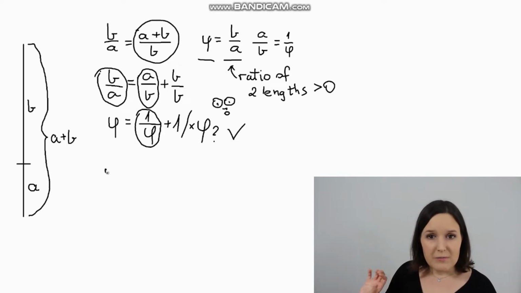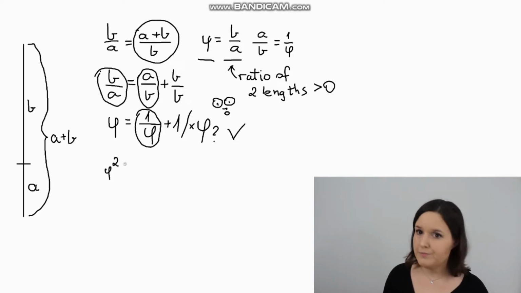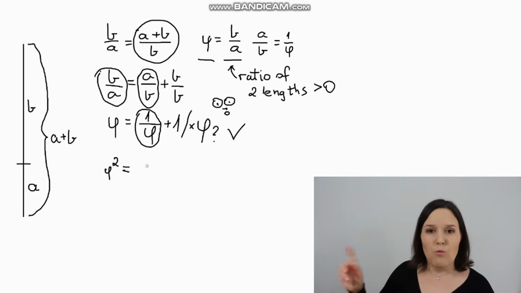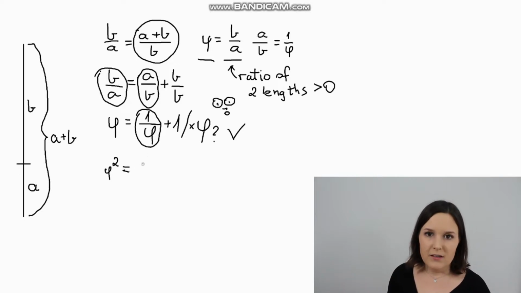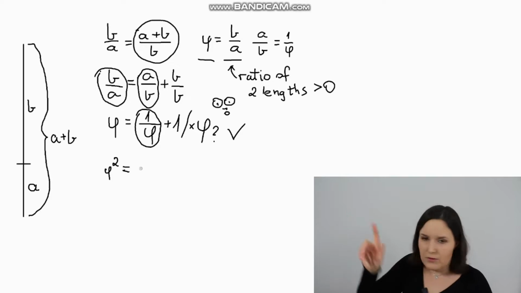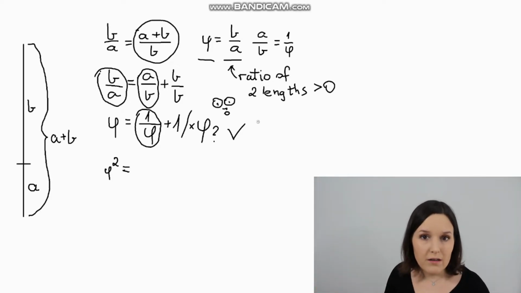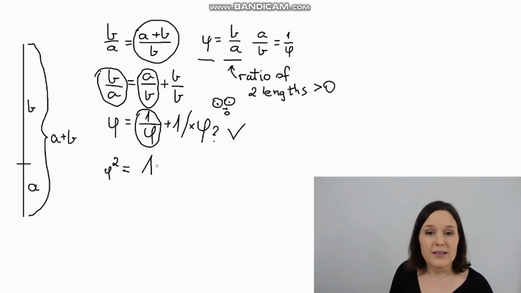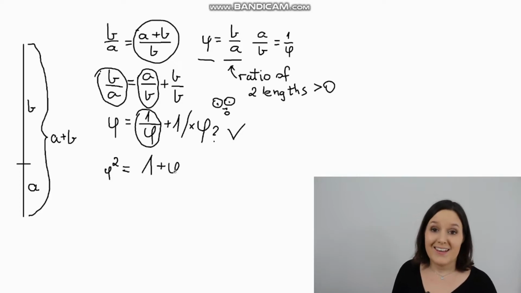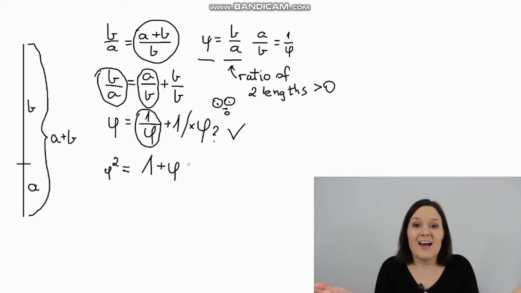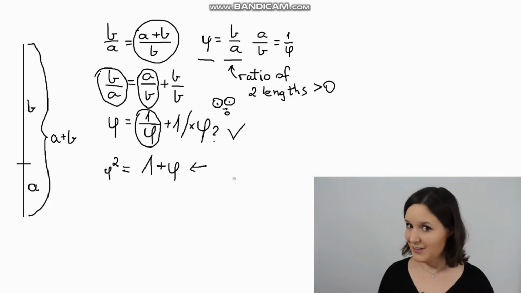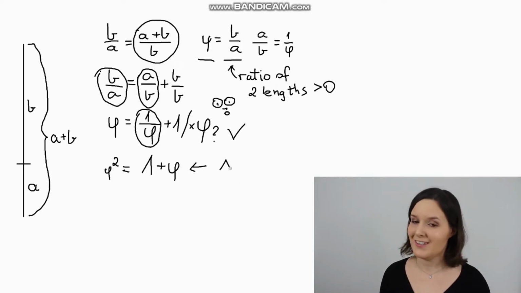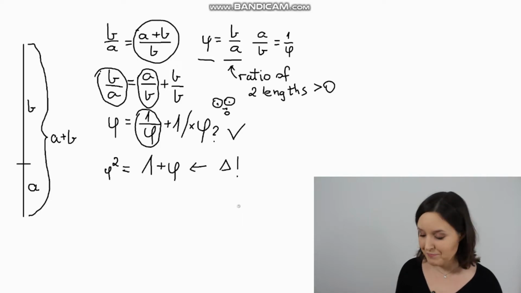Phi times phi is phi squared. Okay. 1 over phi times phi, you just simplify, top and bottom, you cross out, and it's 1. And 1 times phi is phi. And this is a quadratic equation. I know how to solve quadratic equations. There is an easy formula I can use to solve it.